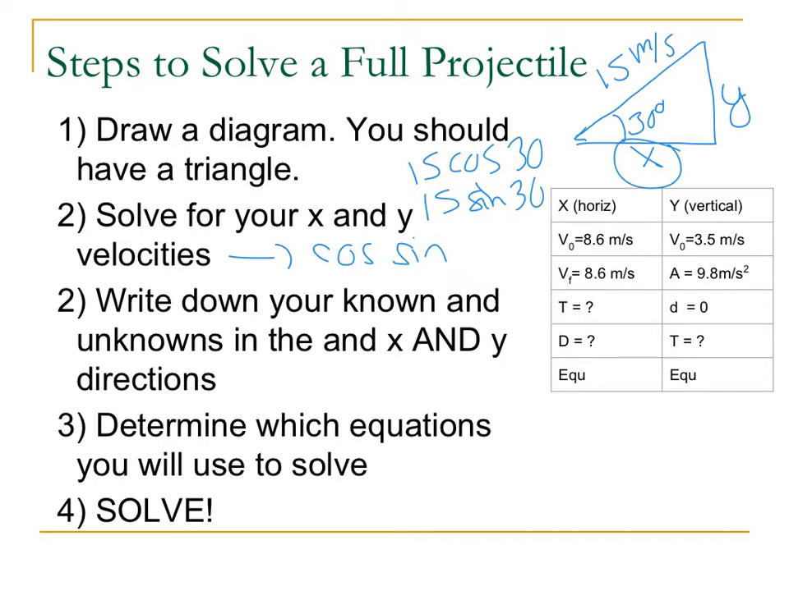Now we go into what we have done before. I write down my knowns in the x and my knowns in the y. As a note, my initial velocity in the y is not 0 anymore. It's going to have a number. Remember, I'm launching things at an angle, so I do have an initial velocity in the y. Then we'll keep doing what we've been doing, determining which equations we'll be using, and then solving it.